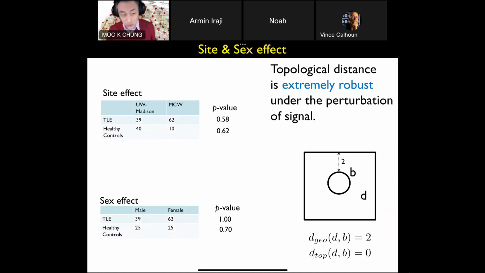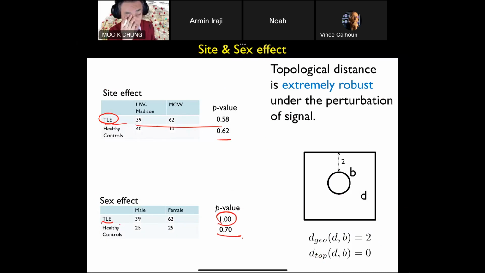Using this technology, we tested for the side effect. For each side, within each group, the p-value is not small, so there's no side effect. Also, we tested for the sex effect in each group, but there's no sex effect.